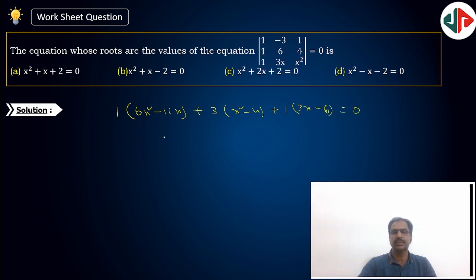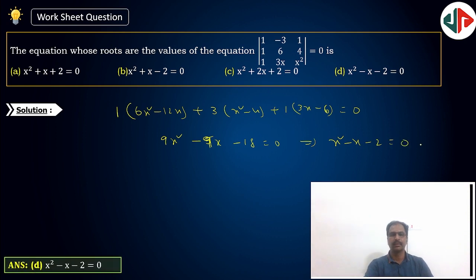So 6x square plus 3x square, 9x square, minus 12x plus 3x, minus 9x, minus 9x minus 18 is equal to 0, which means x square minus 6 minus 2 is equal to 0. Option D.